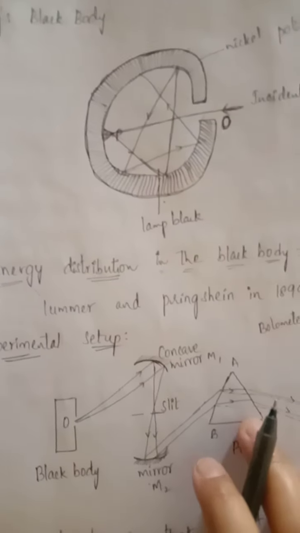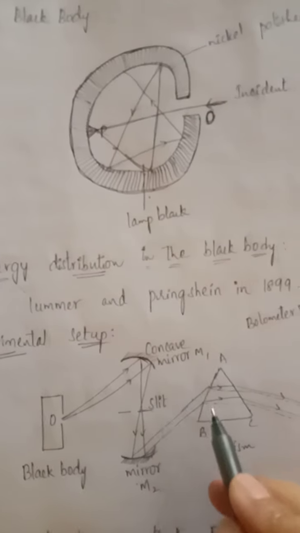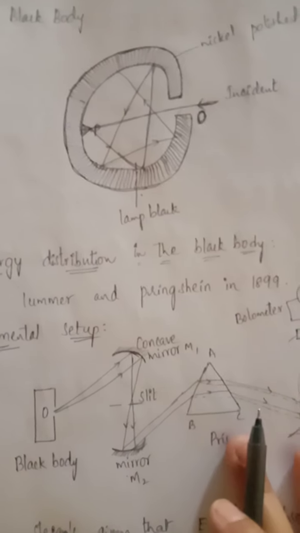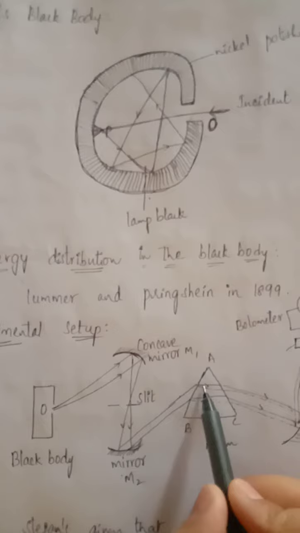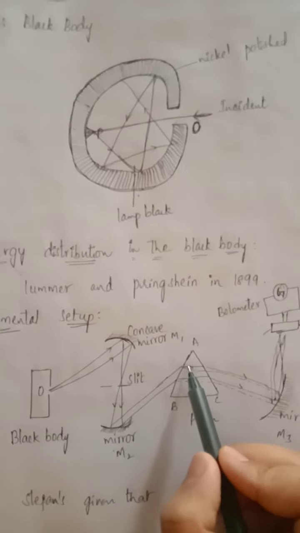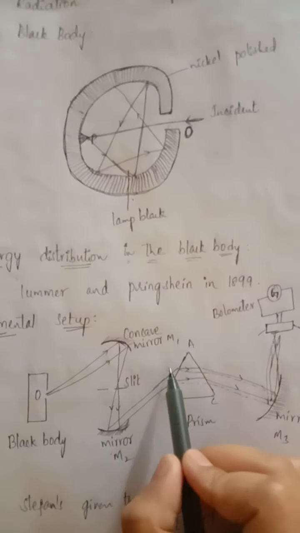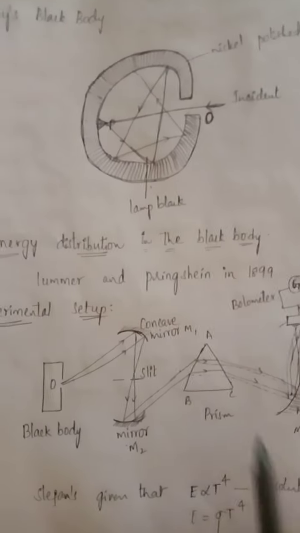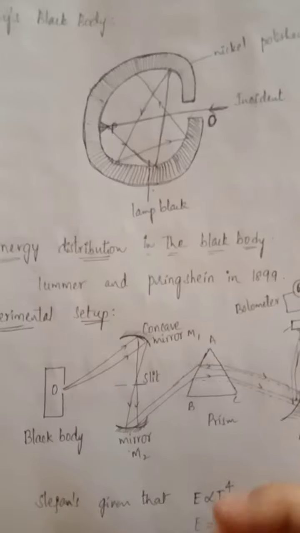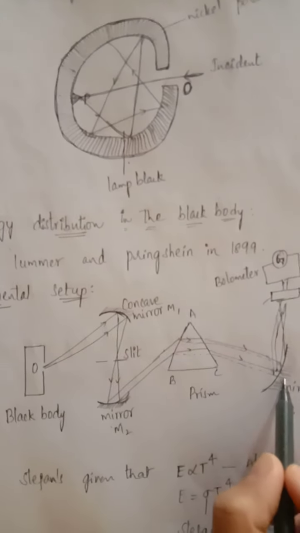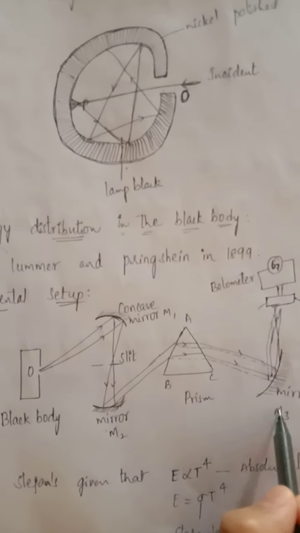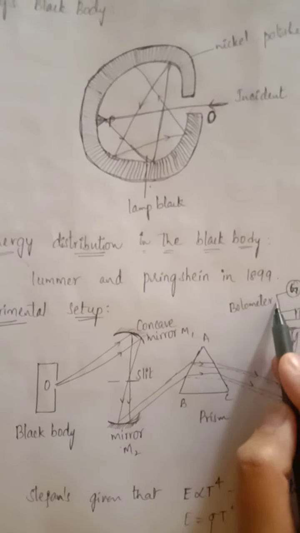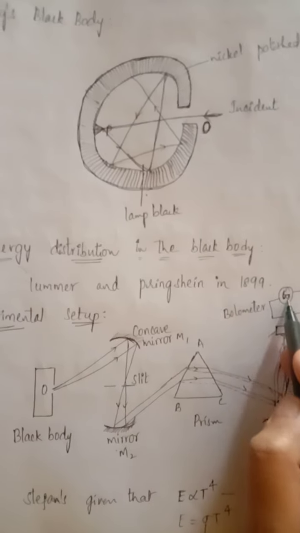We know the phenomenon of the prism. Whenever light passes through a prism, there is a process called dispersion. Dispersion is the splitting of light into several colors. Whenever light passes through, it splits into seven colors. All the colors split up and are allowed to fall on the mirror M3. Here reflection occurs, this reflection is absorbed by the bolometer, and the galvanometer shows the deflection.